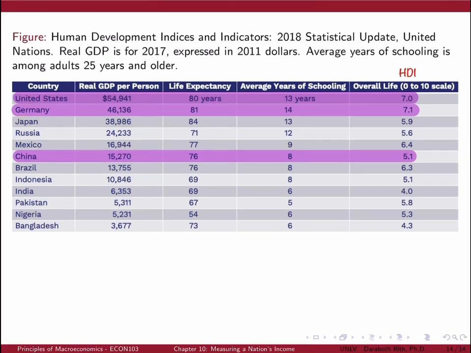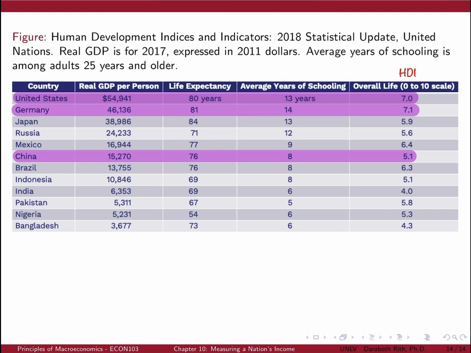Life expectancy. Germany has the highest life expectancy, indicating a higher standard of health and well-being. The United States has a slightly lower life expectancy, while China has the lowest of the three, though it has been improving steadily. Average years of schooling. The United States and Germany have similar averages, reflecting their advanced educational systems. China has a significantly lower average, highlighting the ongoing development in its educational infrastructure.